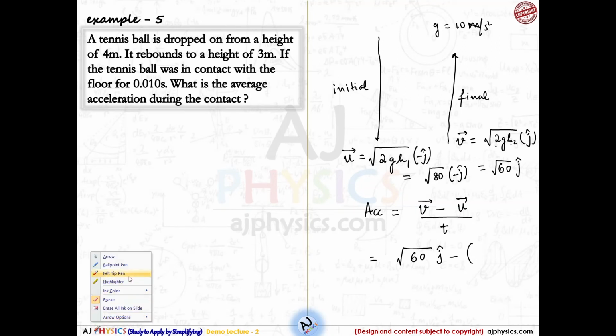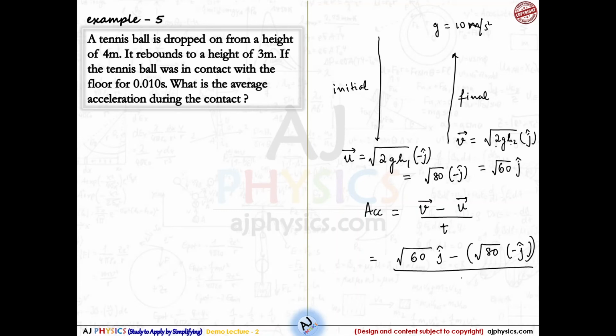You don't have to take the negative sign inside the under root, otherwise you will enter the mathematics of complex numbers. So this has to be divided by 0.01. Now you can easily solve this. This will become under root 60 plus under root 80 divided by 0.01, and the direction is j cap. So you can solve this with the calculator and you will definitely get the answer. So this is one approach for this question.